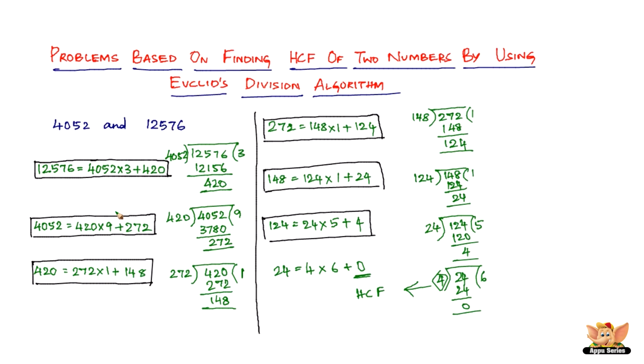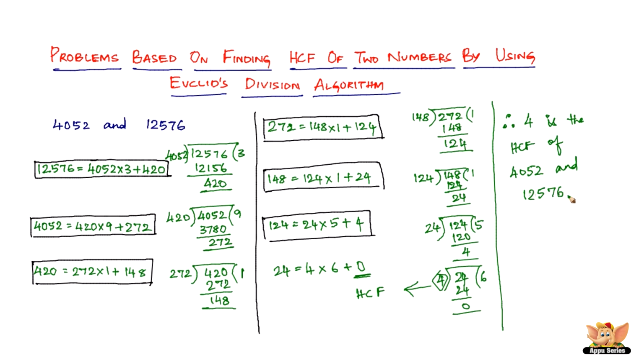Well, I didn't think it would be such a small number. I thought it would be a little bigger, something like 16 or 24 or 28. But well, 4 is the HCF. So therefore, 4 is the HCF of 4052 and 12,576. So this ends this problem as well as this video.